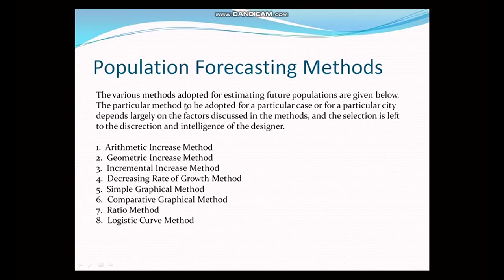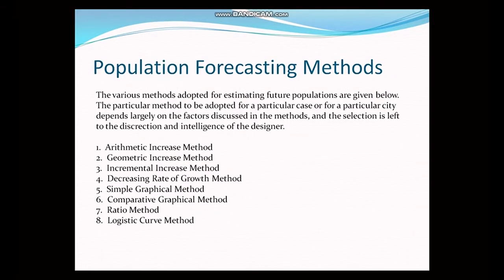There are various methods adopted for estimating future populations as given below. The particular method to be adopted for a particular case or for a particular city depends largely on the factors discussed in the methods, and the selection is left to the discretion and intelligence of the designer. The population forecasting methods are as follows: arithmetic increase method, geometric increase method, incremental increase method, decreasing rate of growth method, simple graphical method, comparative graphical method, ratio method, logistic curve method.